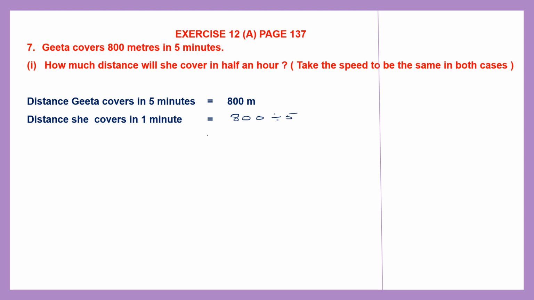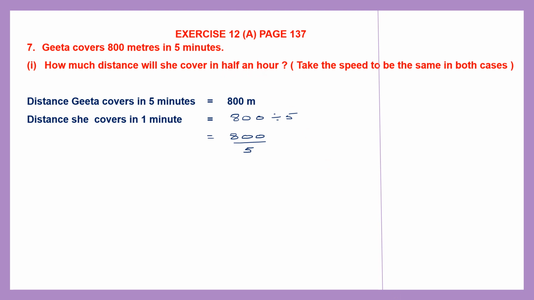So that is 800 in the form of a fraction. You can write 800 by 5. You can divide it or you can leave it like this. So let's leave it like this and go on to the next part of the question. So how much distance will she cover in half an hour?